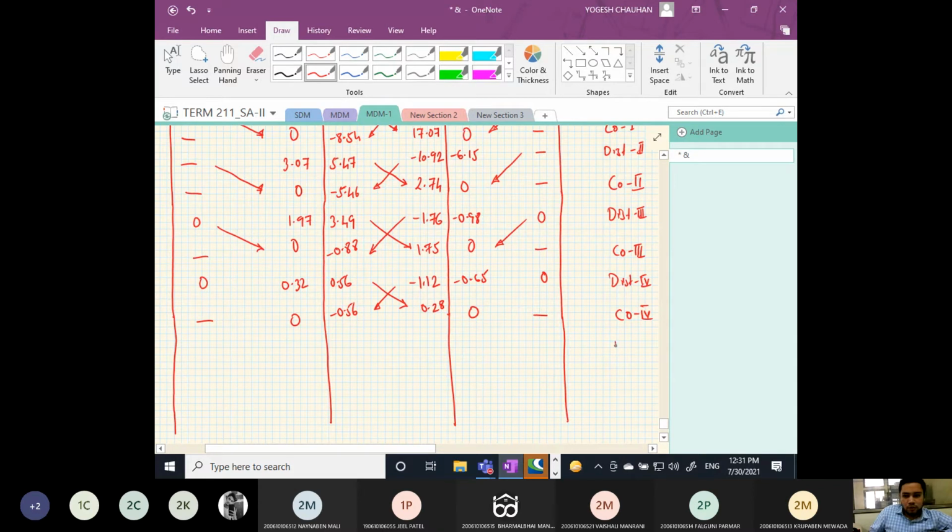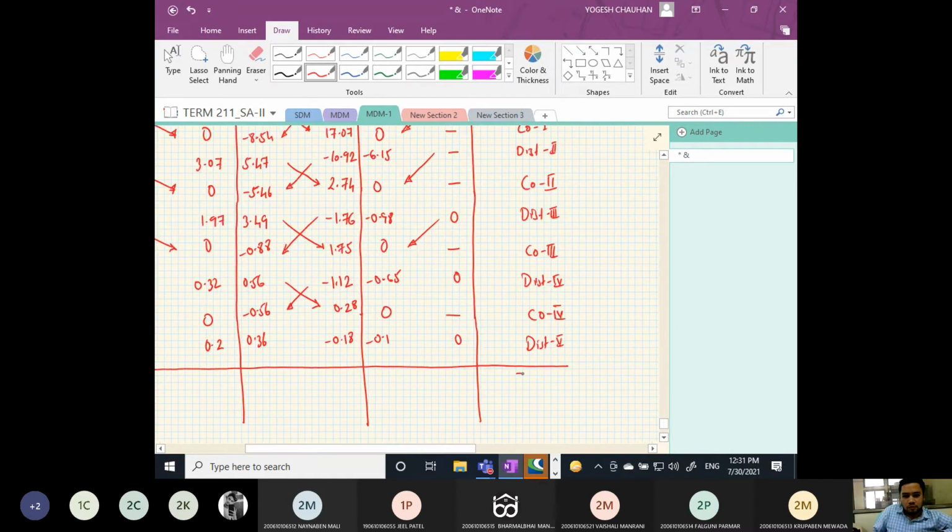Then we do the final distribution, distribution 5. This will give you 0.2, 0.36, this will be minus 0.18, and minus 0.1, 0, 0, and finally the difference is in 0.1 decimal, so we can stop here.